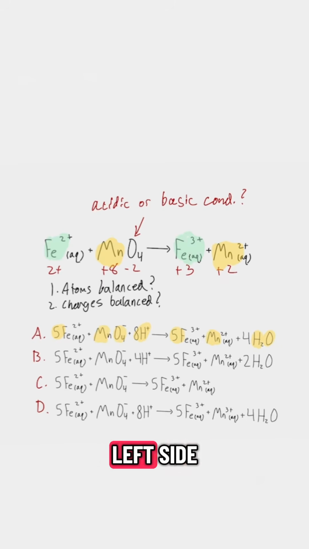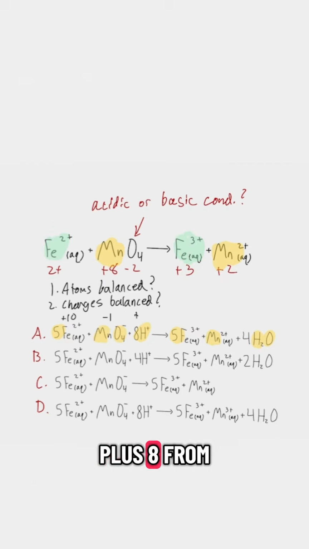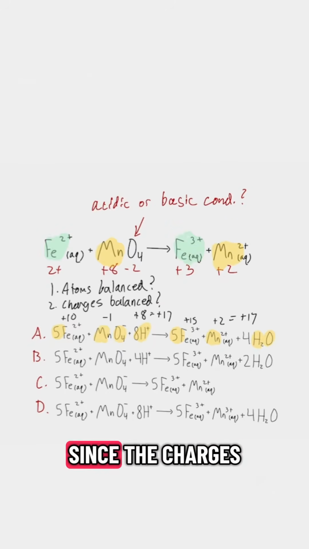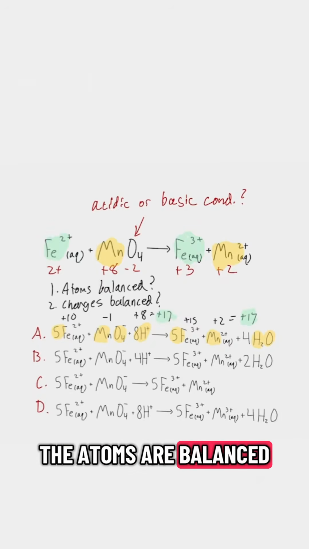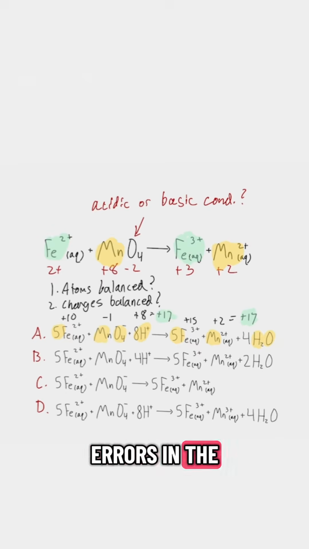Add up your charges on the left side. We have plus 10 from those irons, minus 1 from that molecule, and plus 8 from the hydrogens, and that gives us a total of plus 17 on the left side. On the right side, we have plus 15 from those irons, plus 2 from that manganese, and nothing else. So we also have plus 17 on the right side. Since the charges are balanced and the atoms are balanced, there's a very good chance that this is your correct answer, and to confirm that, look for errors in the other answer options.